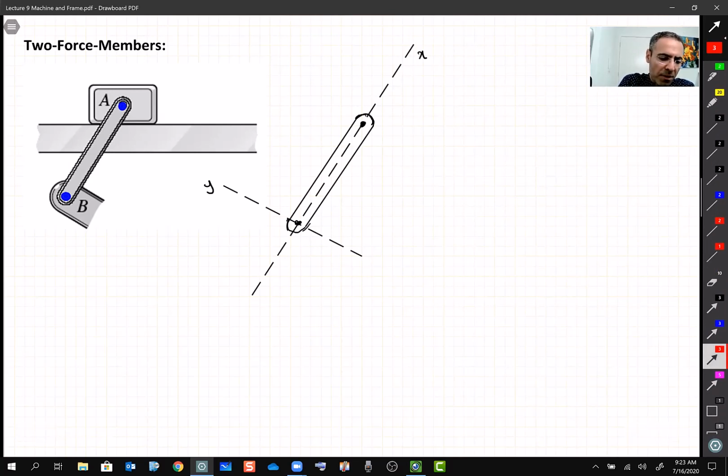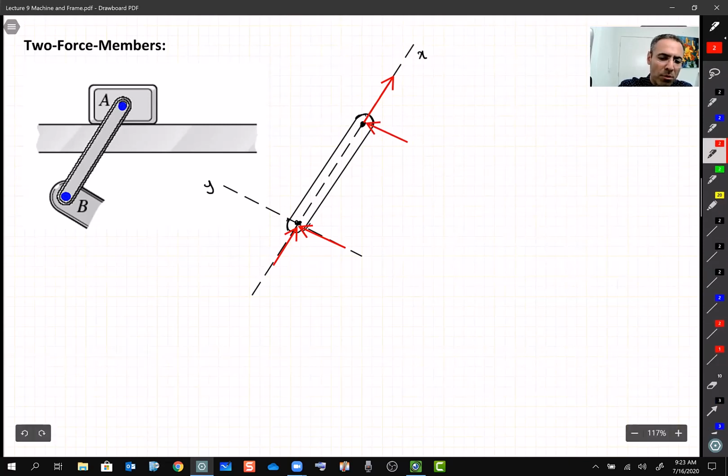At B, I'm gonna have two reactions, BX and BY. At A, it's a pin, I'm gonna have AX and the same AY, right? And as I said before, we don't worry about the direction of these. We just assume they are positive, and by positive, I mean they are in the X direction and Y direction. So this is BX, this one is BY, and this guy is AY and AX. All right, so this is simply the free body diagram, the FBD, of this system.